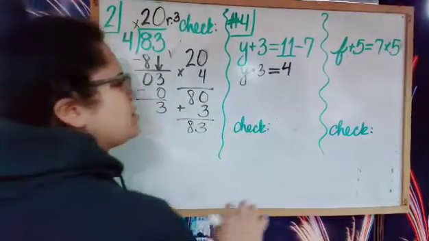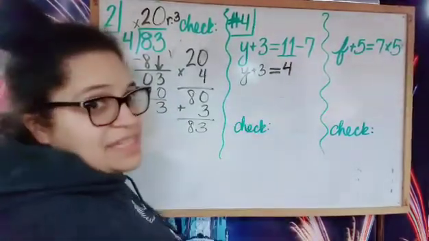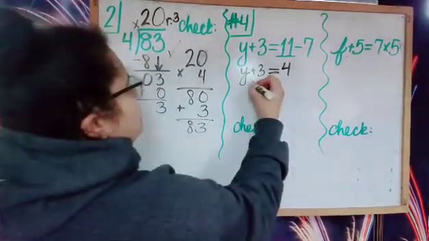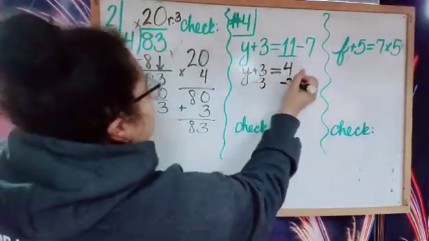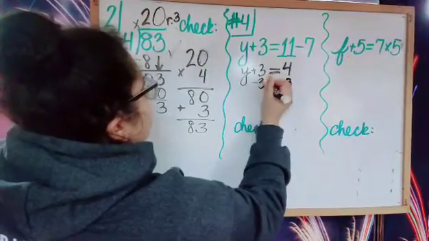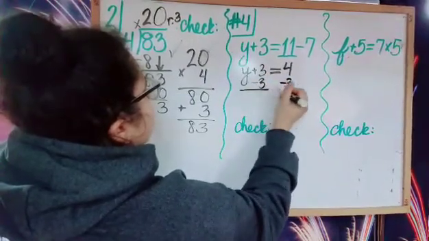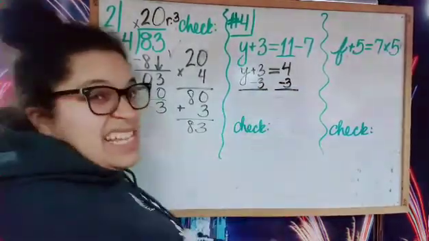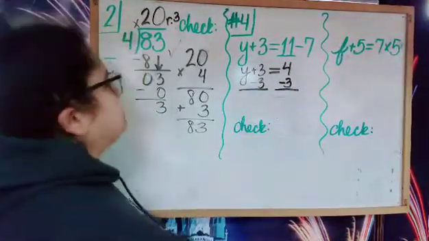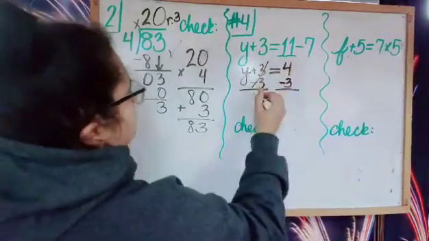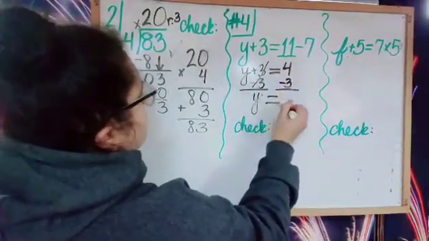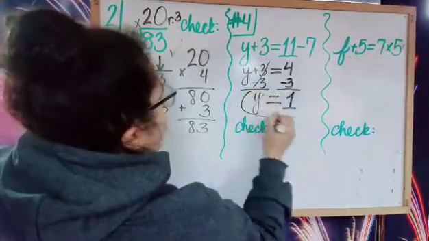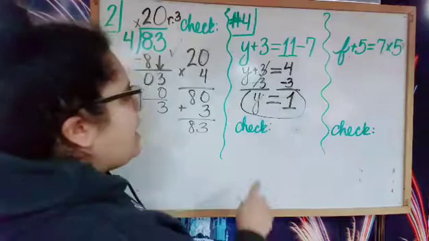Now what do I need to do to the plus 3 to get the y by itself? That's right. If you said subtract 3, that's exactly right. We want to do the opposite of adding 3 so we can get y by itself. And whatever we do to one side of the equation, we have to do to the other side. Otherwise, it's not an equation anymore. It's not equal. So the plus 3 minus 3 cancel. I'm left with just y equals 4 minus 3, 1. Y equals 1.